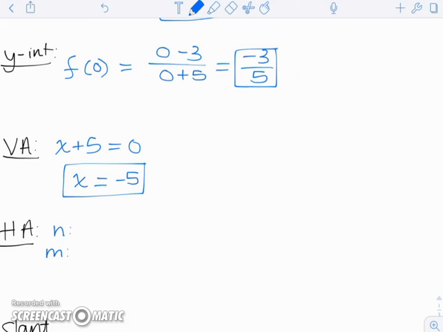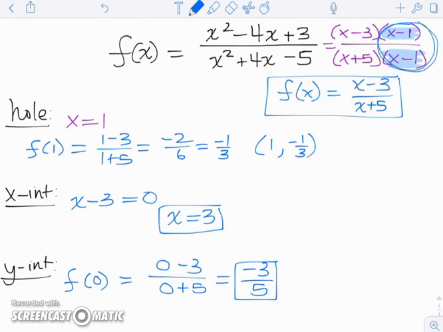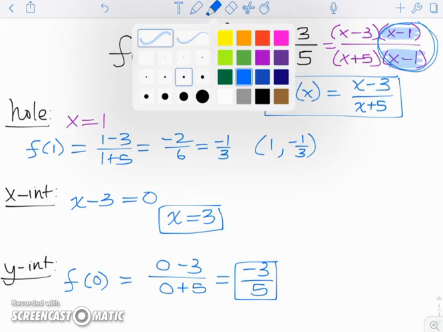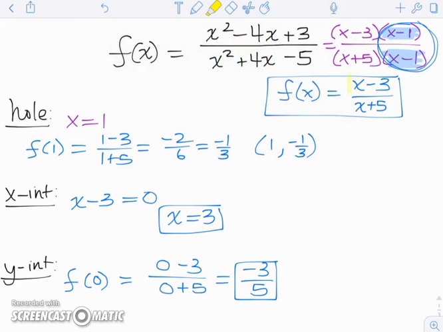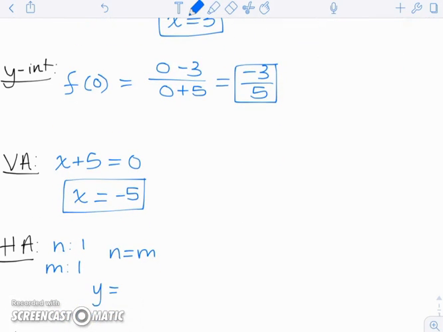Lowercase n is the degree of the numerator, which in this case is 1. Lowercase m is the degree of the denominator, which in this case is also 1. The rule when n equals m is y equals the ratio of the leading coefficients. My leading coefficient on the top is really a 1, and on the bottom is also really a 1. So 1 over 1, I'm going to have a horizontal asymptote at the line y equals 1.